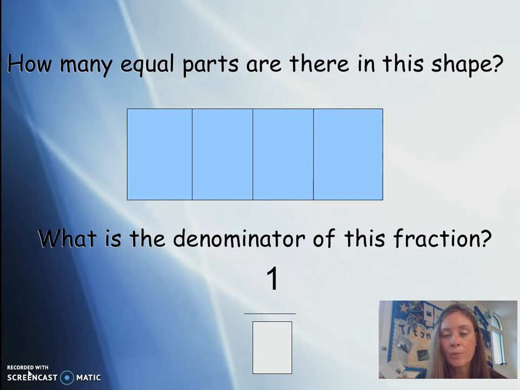How many equal parts are in this shape? What is the denominator of this fraction? 4, because there are 4 equal parts. We call this fraction a quarter.